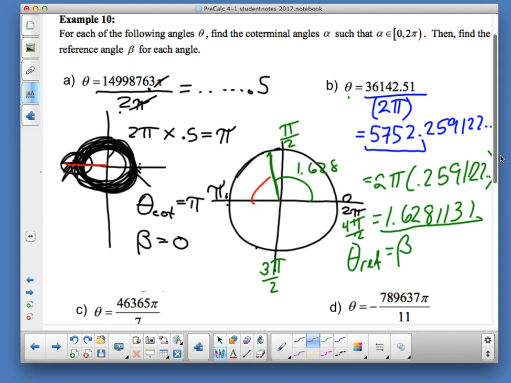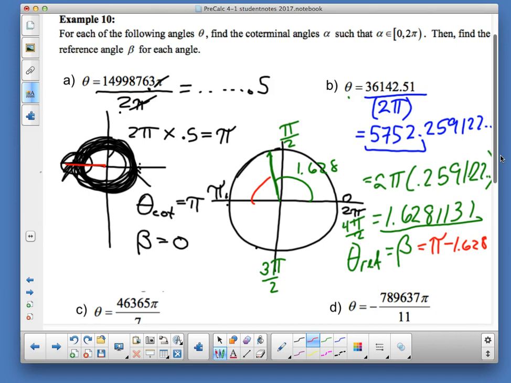I'm just going to subtract from pi 1.628, whatever's in my calculator. That'll give me my reference angle, the positive angle in radians between the terminal angle and my x-axis. Does that make sense? Now, if you got questions, now would be the time to get after it.